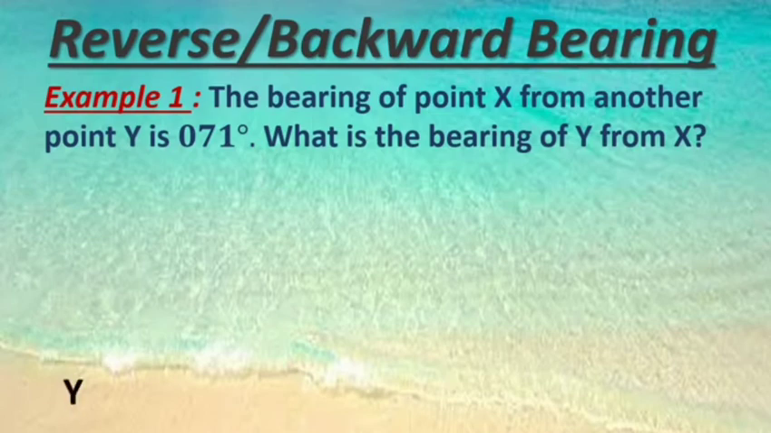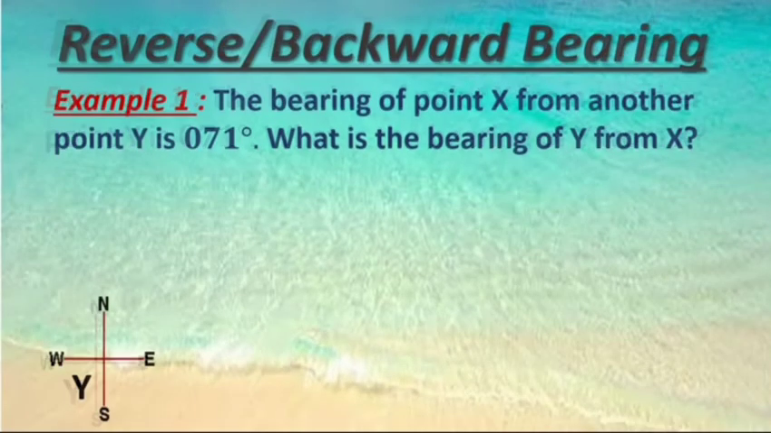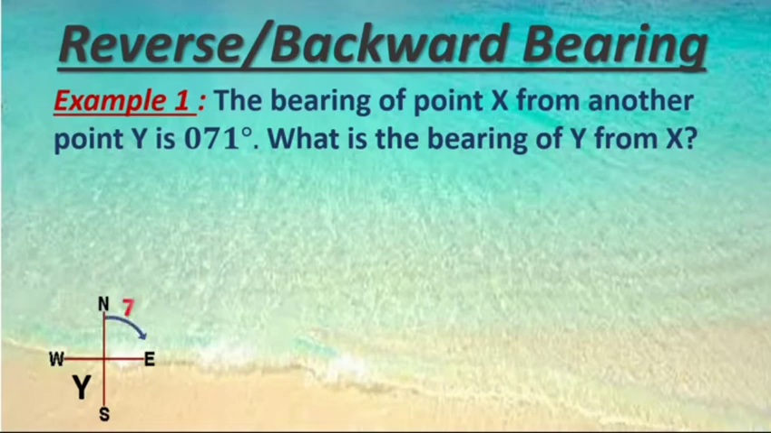Now I'll carefully choose a point Y where I'll insert my cardinal points and construct an angle of 71 degrees starting from the north in the clockwise direction. Remember that bearing is always counted from the north in the clockwise direction. Then I can draw my line going to the point X.